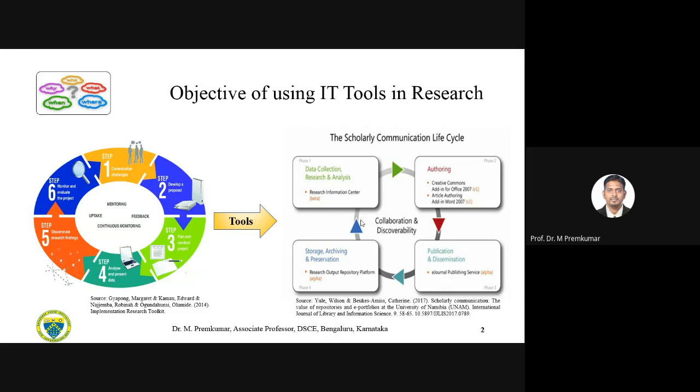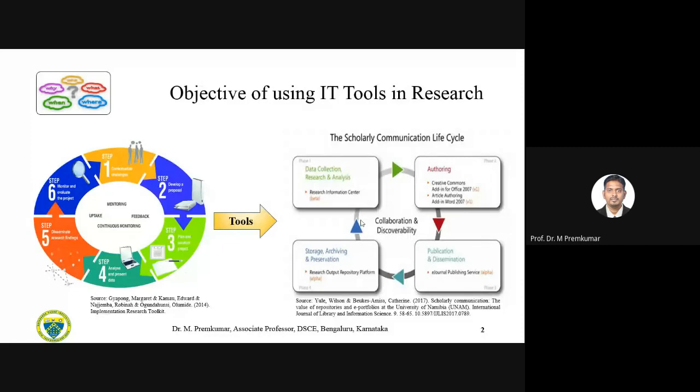For example, if you take some IEEE publishers, obviously we need Manuscript Central. Or if it is Elsevier or Springer, we need some kind of editorial manager platform to submit your paper. So each journal has its own platform to submit a paper. That is also an IT tool. So obviously we need some kind of IT tools.